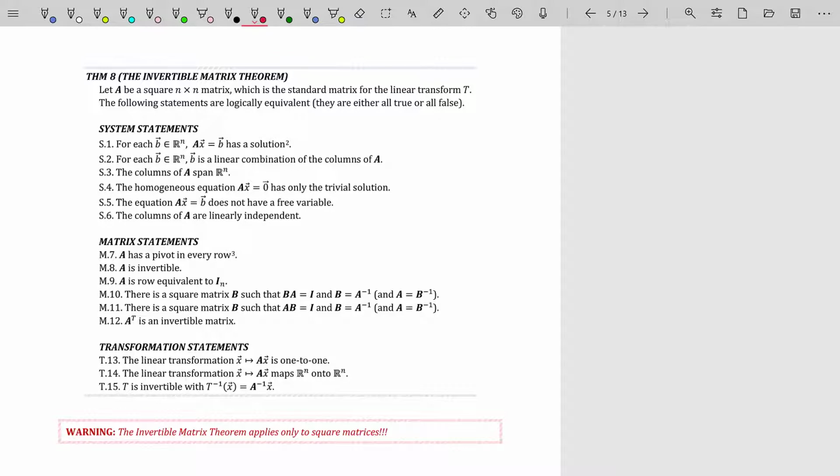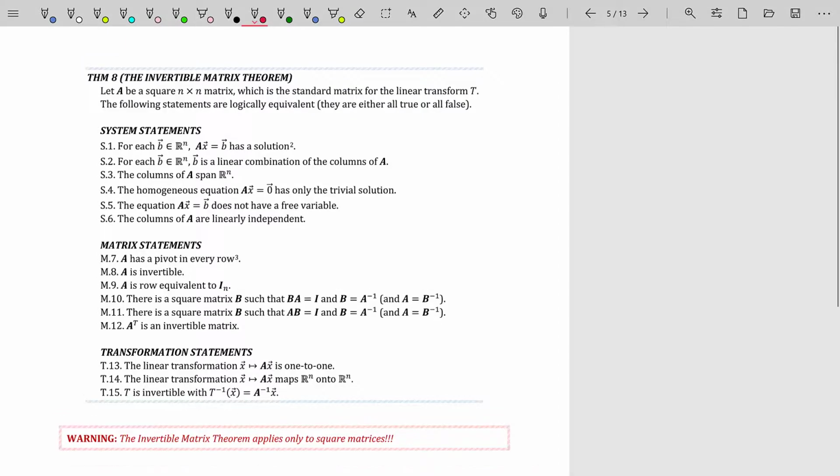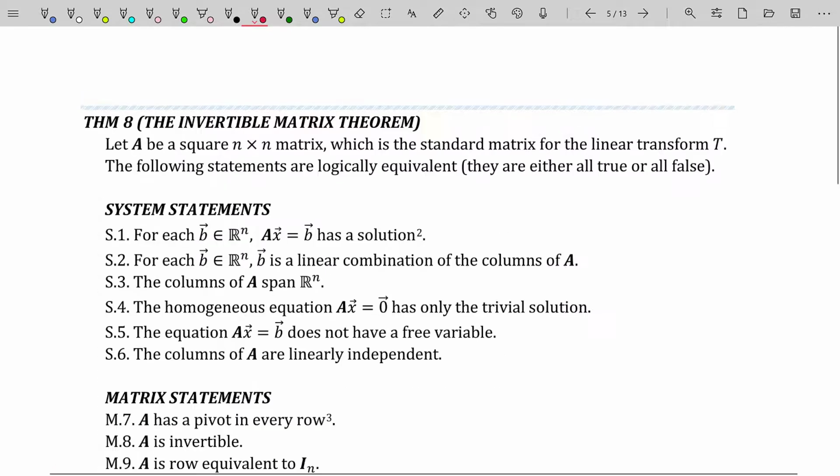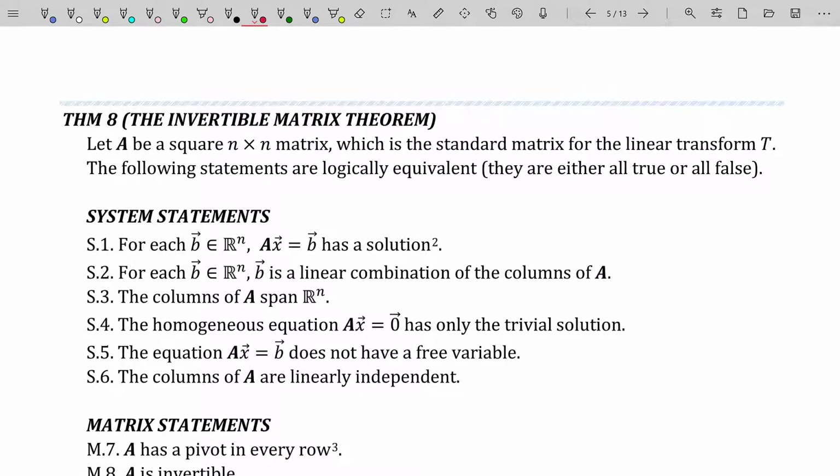What I've been calling equivalence theorems throughout this course are basically theorems that state these following statements are all the same. They are either all true or all false. And that's exactly what the invertible matrix theorem is going to do as well. So really it is an equivalence theorem. Let's read through at least the first two sentences. Let A be a square n by n matrix.